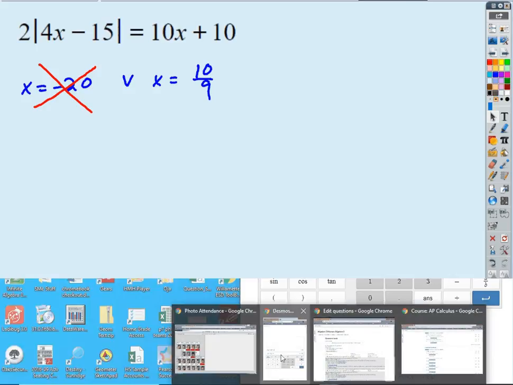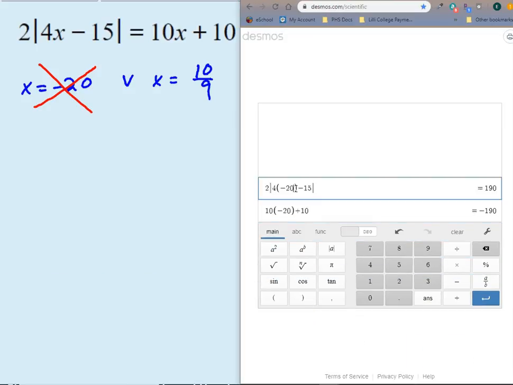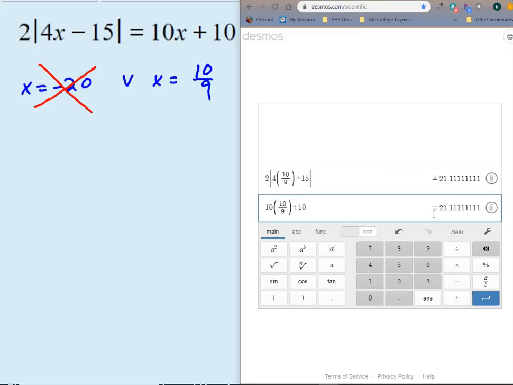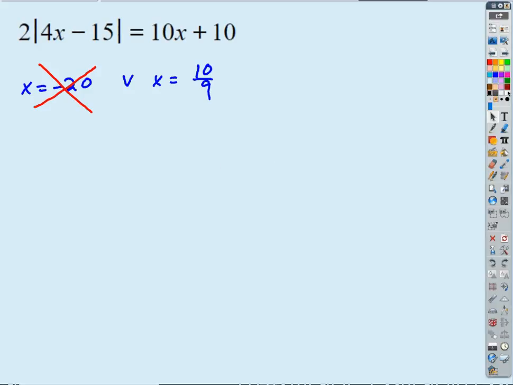How about 10/9? We don't have to redo everything. All I've got to do is go back to my parentheses where I'm plugging in numbers and just replace the negative 20 in both expressions with 10/9. So on the left side I get this decimal. On the right side I get the same decimal, right? 21.1 repeating. And whenever it gives me the option to convert to a fraction, it gives me that button. It means that the answer is rational, so it can be written as a fraction. Might as well hit the button so it looks easier, right? I get 190 ninths on both sides. So what's the conclusion? Is 10/9 a solution? Yes. Yes, it is.